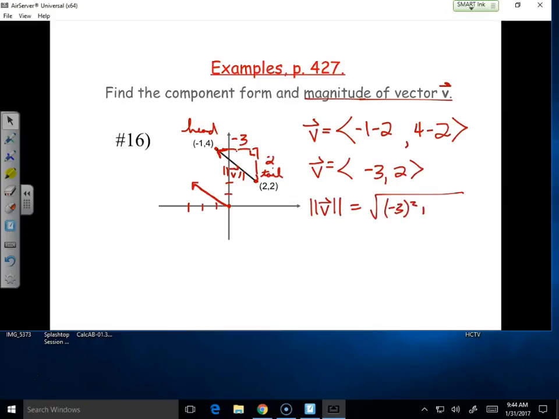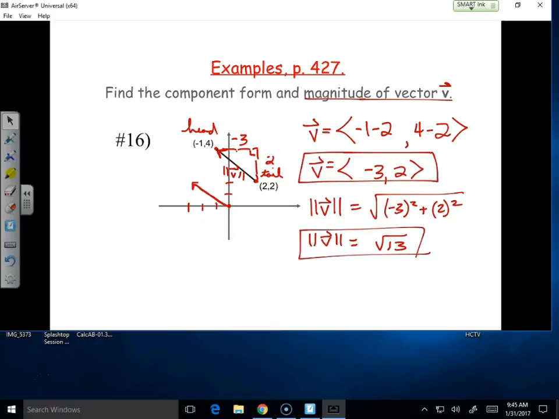Exactly. To be honest, in physics, or whenever you're working with vectors, it's super nice to have a component form because it makes the math easy of whatever you're supposed to be doing. Negative 3 squared is 9, 9 and 4 is 13. That's a popular number today. Root 13.